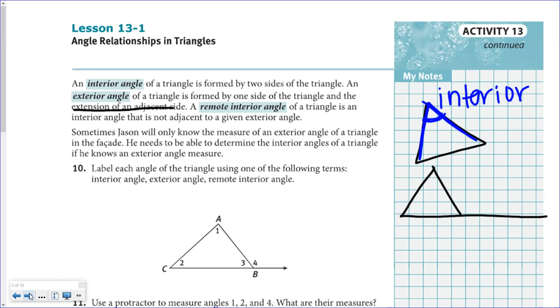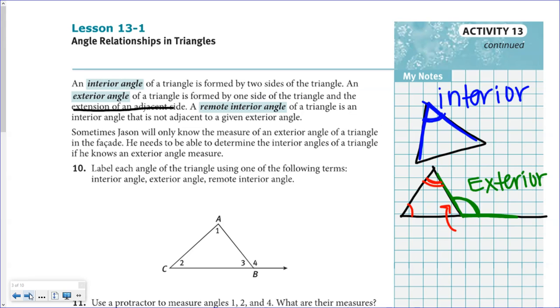Then you have one side of your triangle and the extended part of the other side. This is an example of an exterior angle. So interior angle versus exterior angle. A remote interior angle is an angle that is not adjacent to a given exterior angle. So if I have my exterior angle here in green, this angle here and this angle here are remote interior angles because they are not next to the exterior angle.